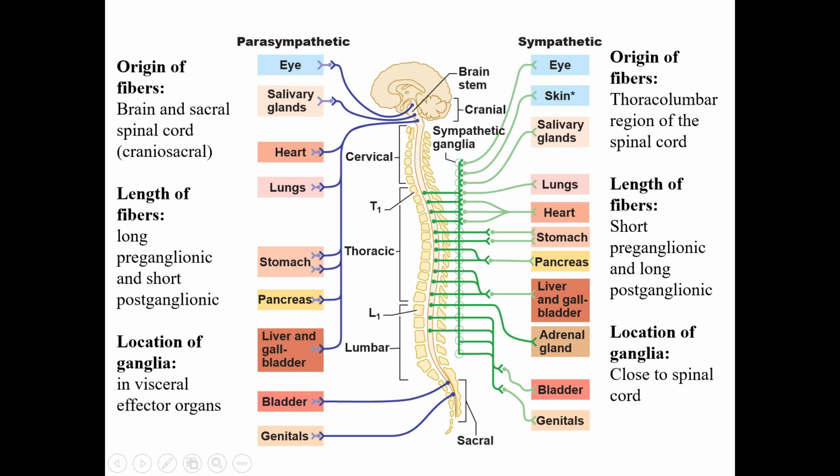Sympathetic nervous system originates from the thoracic and lumbar portions of the spinal cord. It innervates all the same organs and structures as parasympathetic. Remember, dual innervation. But the neurons are different. In most cases, preganglionic neuron is short and postganglionic neuron is much longer.